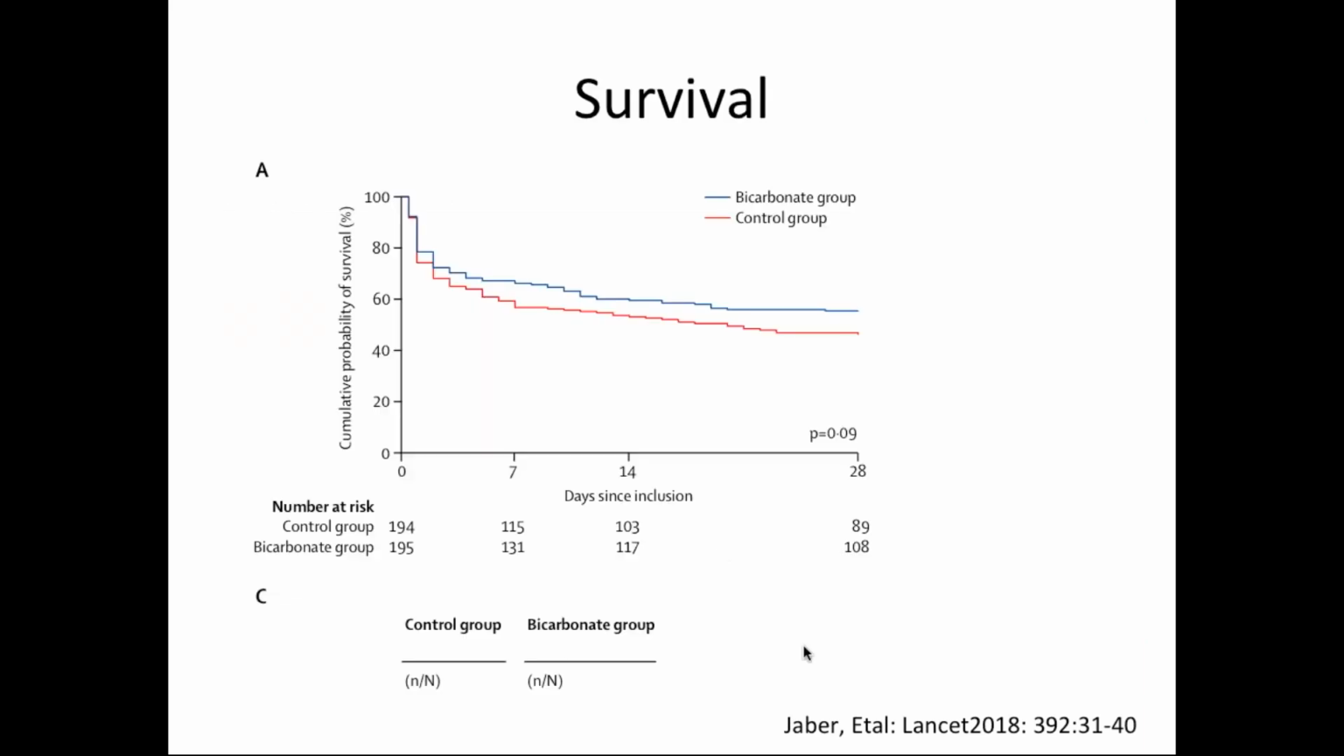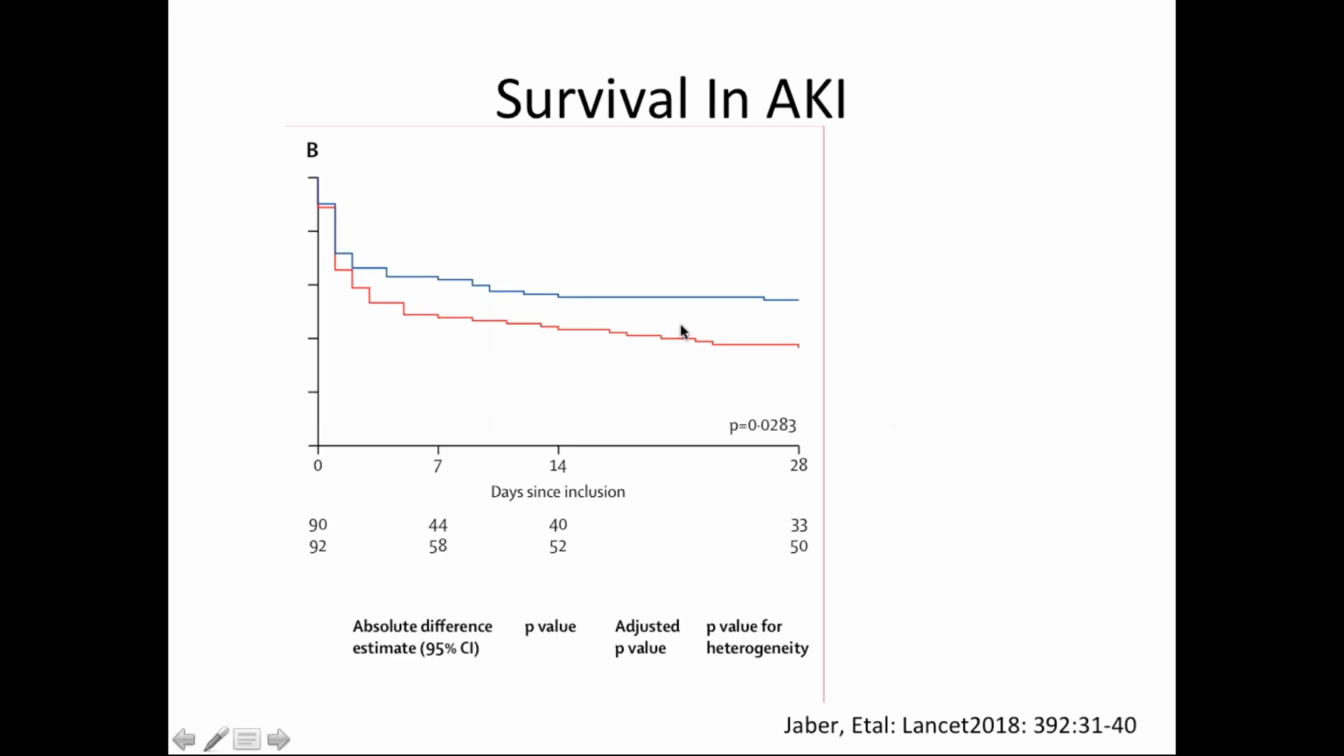So in terms of the outcomes, looking at survival, numerically the bicarbonate was a little superior, but it wasn't significant, with a p-value of 0.09. They had an a priori plan of analyzing those with acute kidney injury separately. So when they looked at their patients with acute kidney injury, the difference in survival was significant, with the bicarb group in the blue doing better than the control group in the red, with a p-value of 0.028.